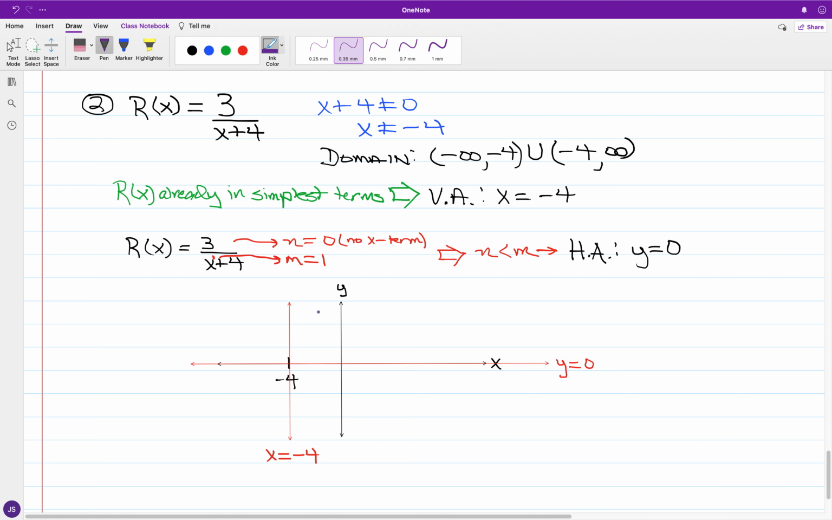And just for what we have in the case of r of x, again, this is going to be split up into two regions here. And this will run tangent to both the horizontal asymptote as well as the vertical asymptote.